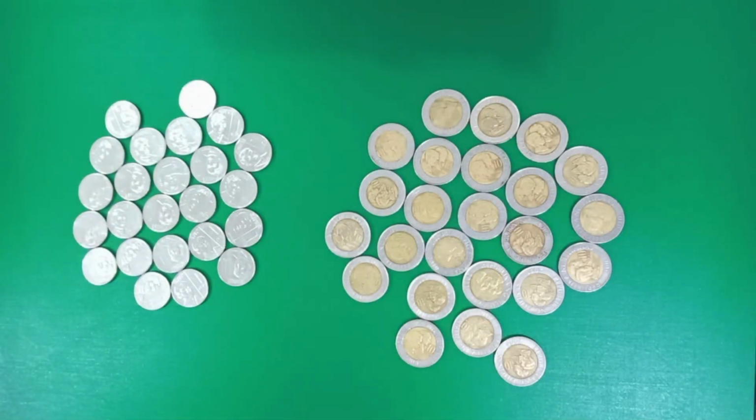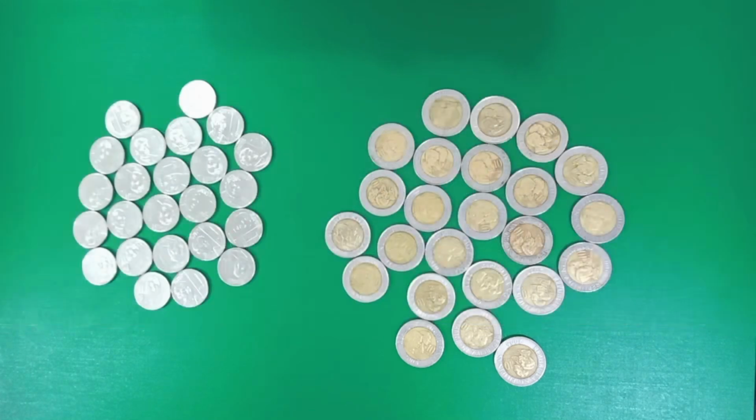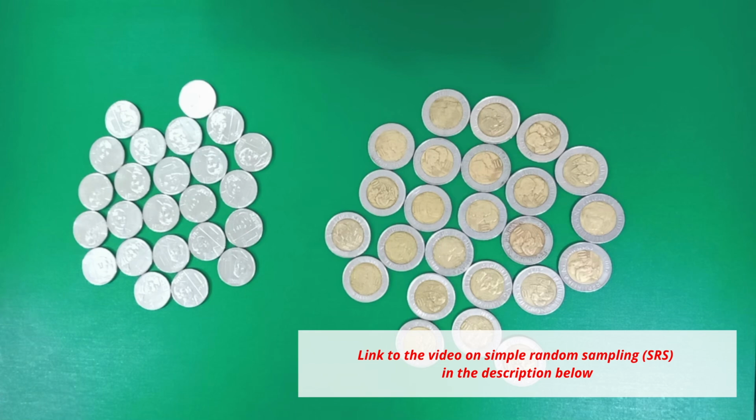In systematic random sampling, samples are systematically selected based on a predetermined interval, but starting from a random point. Systematic random sampling is another type of probability sampling and is a variation of the simple random sampling method. Go watch my other video on simple random sampling, and the link is in the description below.